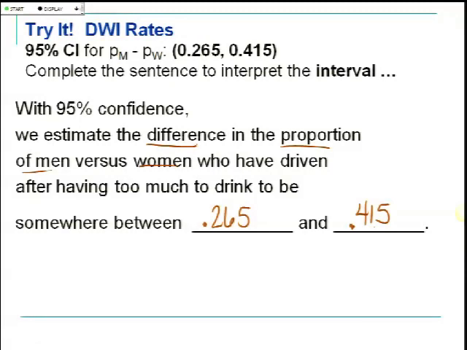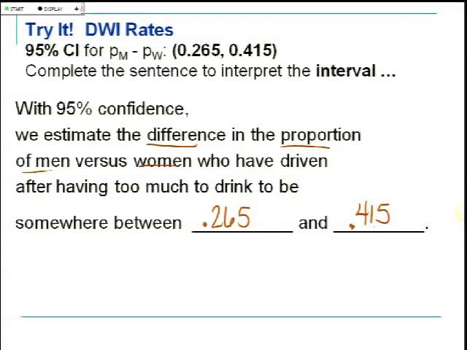If I were to repeat this procedure many times, then I would have not just this one interval that I just got, but a lot of them. All the possible intervals. What can you say about all those intervals? As a collection, you'd expect 95% of those intervals to have what?